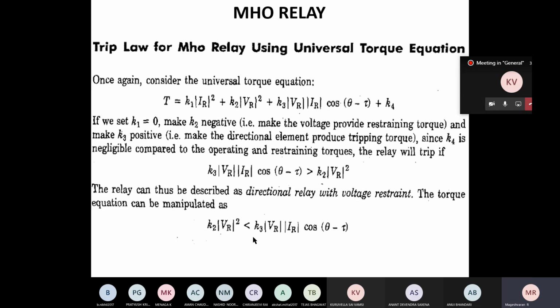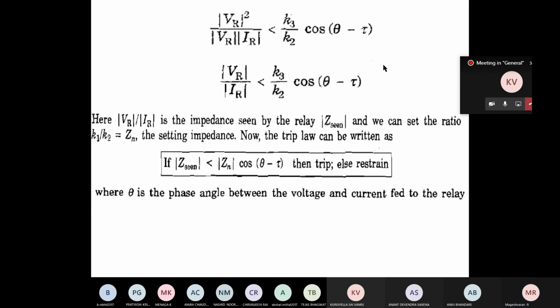Now again, as usual, we rewrite and simplify these equations. You will get VR by IR should be less than or equal to K3 by K2 cos(theta minus tau). VR by IR is Z seen. It is almost the same as the simple impedance relay, but not exactly. It is different because the threshold value there is simply Z set, but here it is Z set cos(theta minus tau).